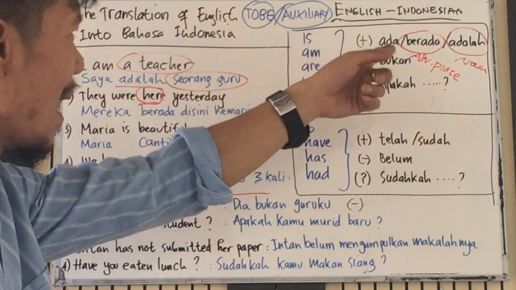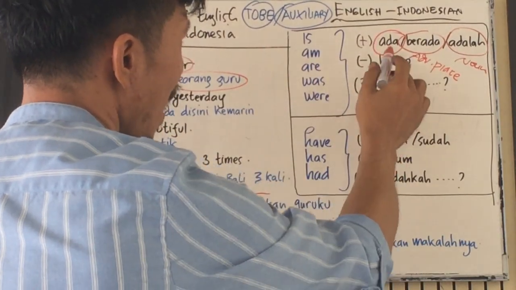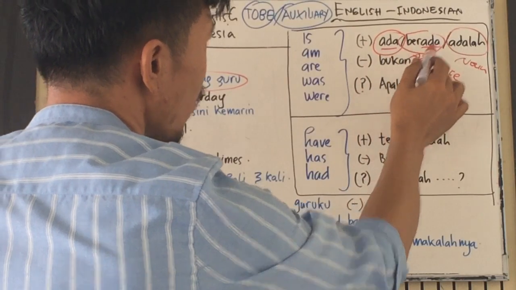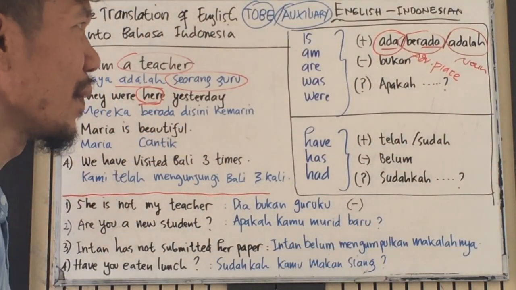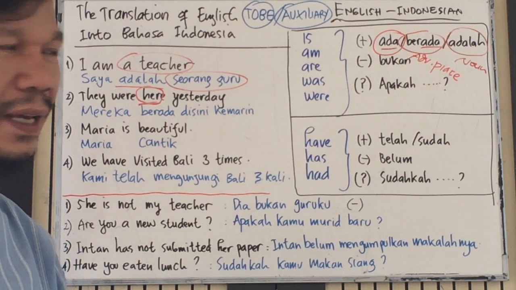Okay, ada and berada are the same. Ada is the shortened form of berada, so it is similar. If you find ada and berada, they have a similar meaning.